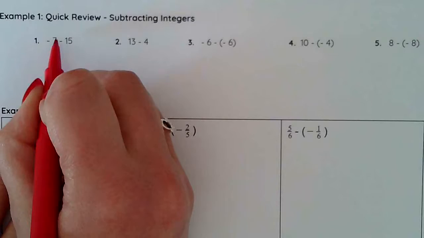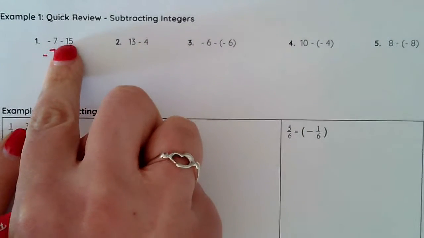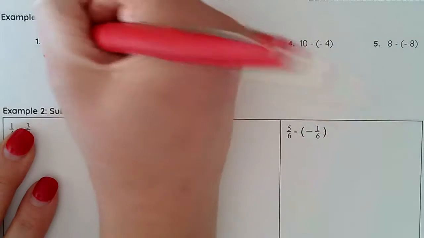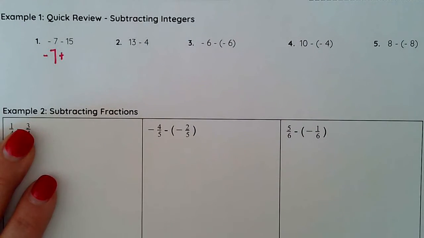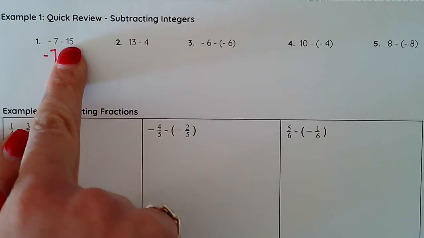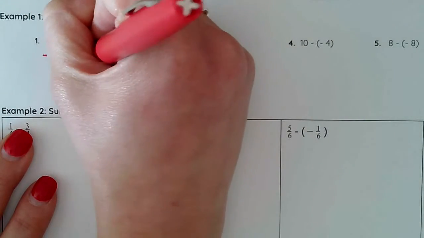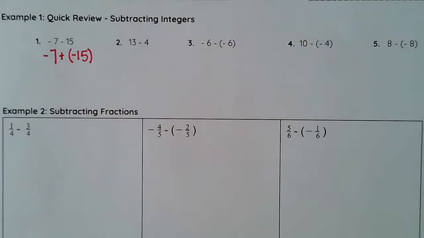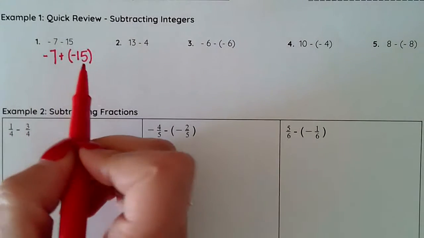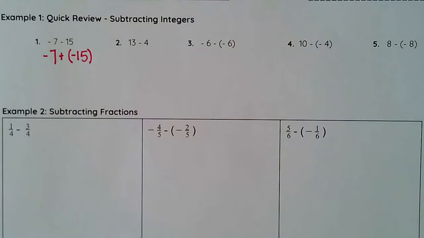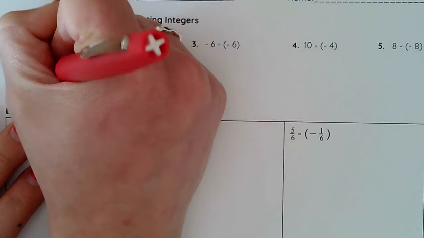So my -7 is my first part, and that stays the same. But then I switch that to addition, and then I add the opposite. So the opposite of +15 would be -15. Now I follow my adding integer rules. So -7 plus -15, if I have two negatives, that'll get me -22.